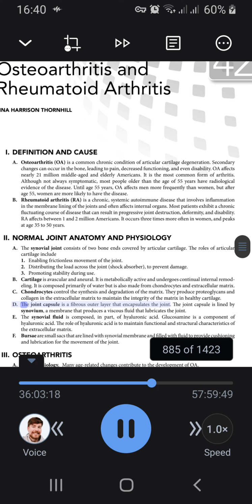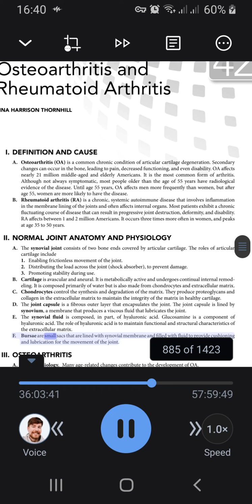D. The joint capsule is a fibrous outer layer that encapsulates the joint. The joint capsule is lined by synovium, a membrane that produces a viscous fluid that lubricates the joint. E. The synovial fluid is composed, in part, of hyaluronic acid. Glucosamine is a component of hyaluronic acid. The role of hyaluronic acid is to maintain functional and structural characteristics of the extracellular matrix.